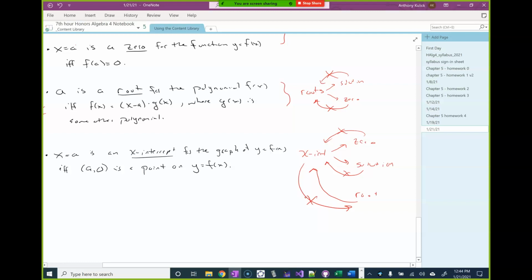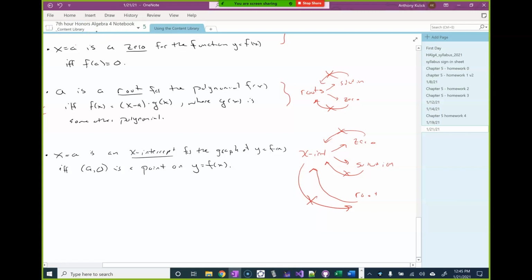Is everybody okay with the relationship between these four things? I think we covered what we needed to there. So how is this going to help us? Well, of these four things, solutions, zeros, roots, and x-intercepts, the thing that we want to find are roots, right? That's going to help us do the factoring. Everybody agree with that?